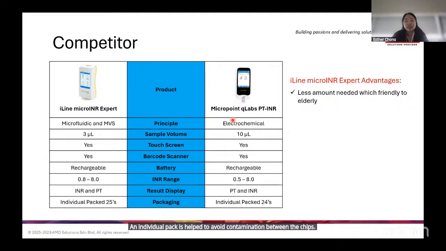Lastly is the MicroPoint QLED's PT INR. The principle is also different: MicroPoint uses electrochemical and iLine uses microfluidic and MVS. iLine also uses less volume, which is 3 microliters, which is friendly to the elderly. And both packagings are individually packed too.